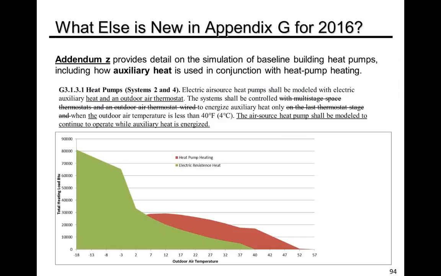Addendum Z provides some detail on how the simulation of auxiliary heat in heat pumps should be modeled and how that works in conjunction with the compressor in a heat pump. It clarifies that not only does the strip heat, or the auxiliary heat, need to be locked out when the temperature is above 40 degrees, but also the air source heat pump has to continue to operate in conjunction with the strip heat even below 40 degrees, just until it's no longer able to keep up. But you don't shut the heat pump off at 40 degrees and switch only to electric resistance heat.